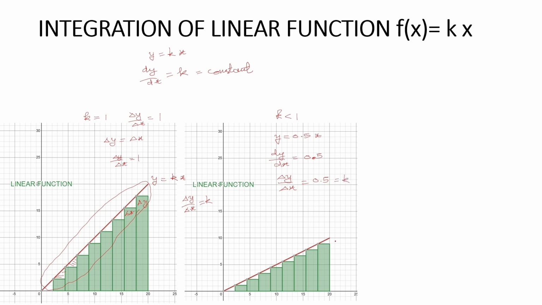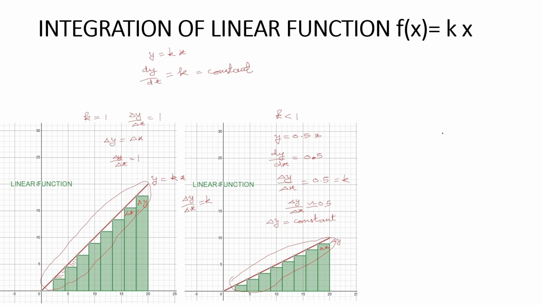And here you can find this is delta y, and this is delta x, and you find that delta y by delta x is approximately equal to 0.5. But in all the cases, you are finding that delta y is constant, and it is less than delta x. So that is what we observe in all the cases. Delta y is less than delta x, and it is constant for all values of delta x.